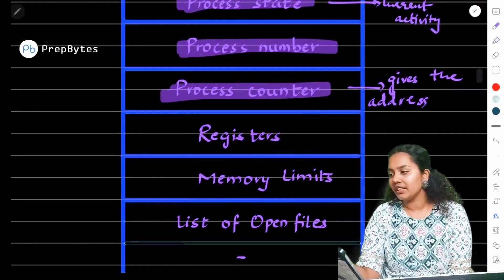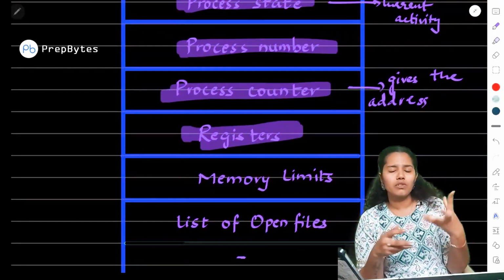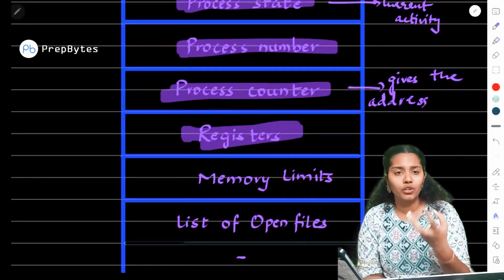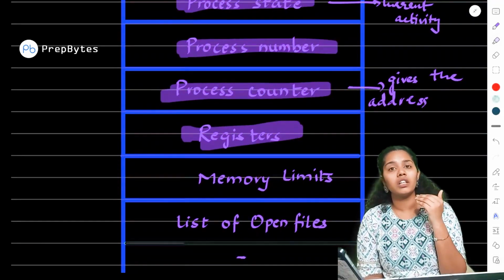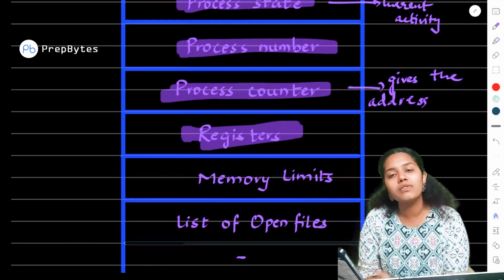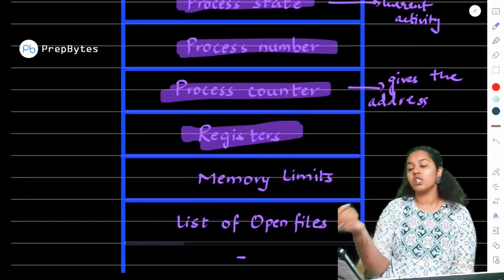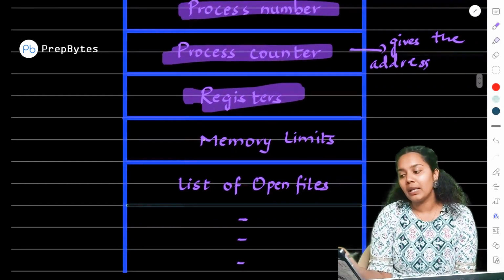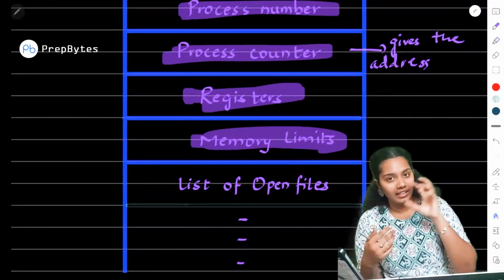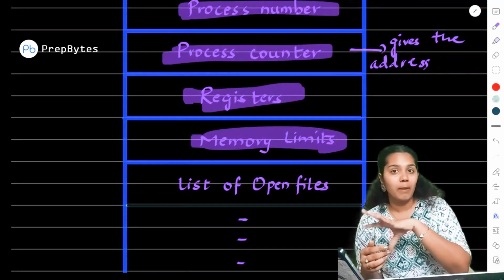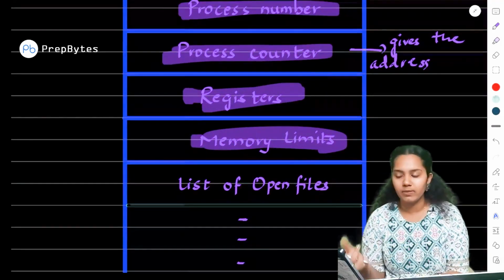After that, we have registers. A process generally uses many registers. It might be accumulators, registers for indexing, whatever the purpose, it will use many kinds of registers. What kind of register is being used is also mentioned. Now memory limits: the same memory management thing, it keeps track of its memory, its storage, how much memory this particular process will take.